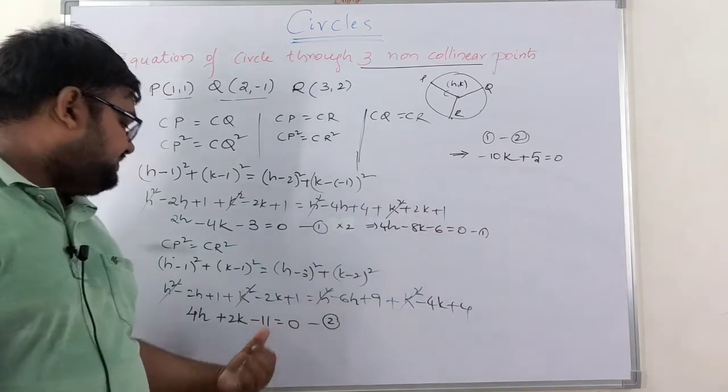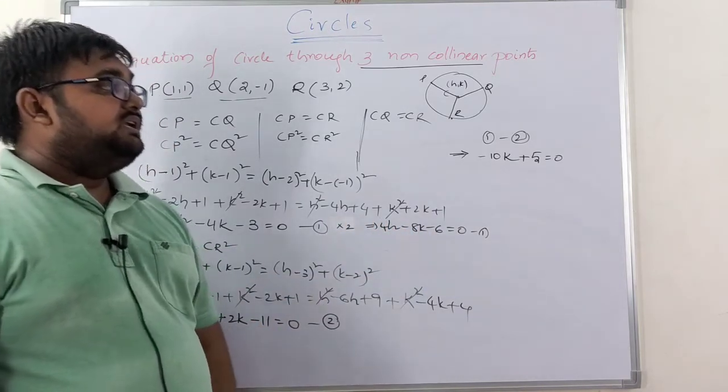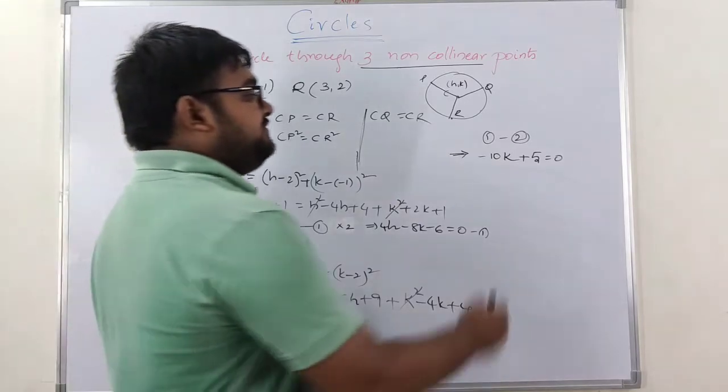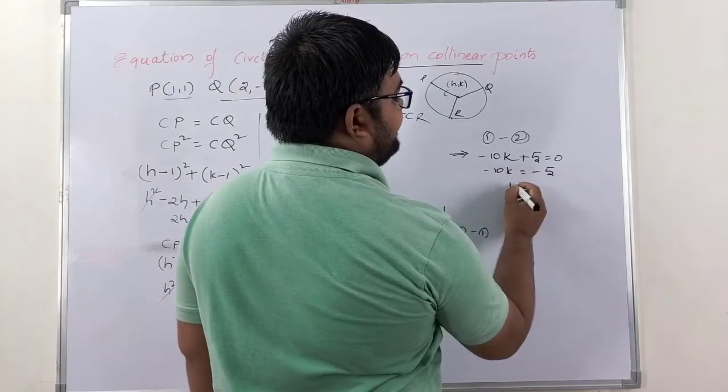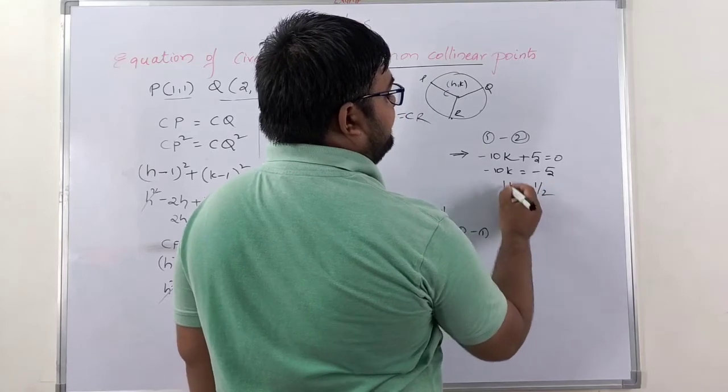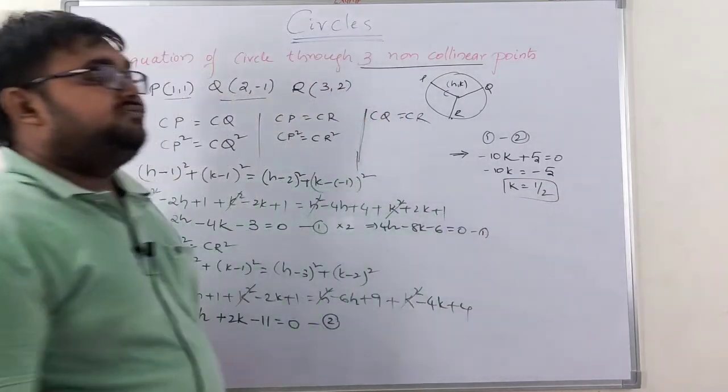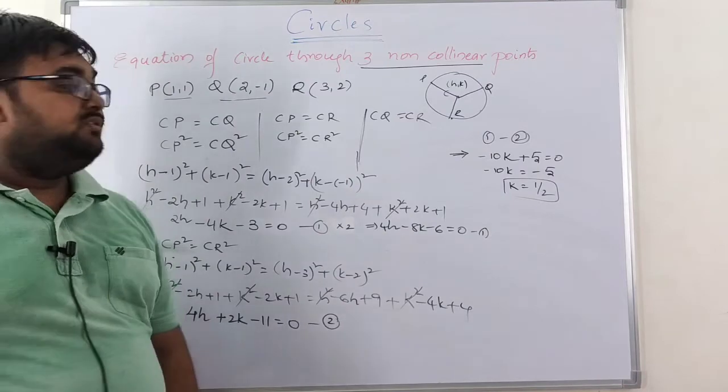Minus 6 plus 11 gives you 5. Now from this, minus 10k is equal to minus 5. So k is equal to 1 by 2. So the value of k is 1 by 2.